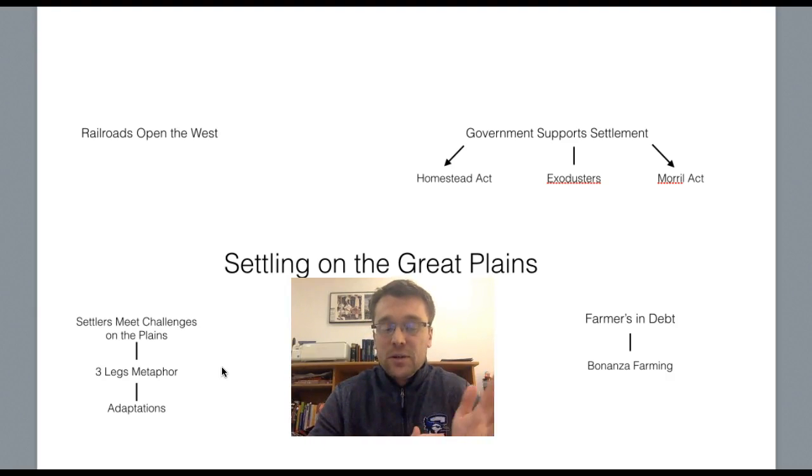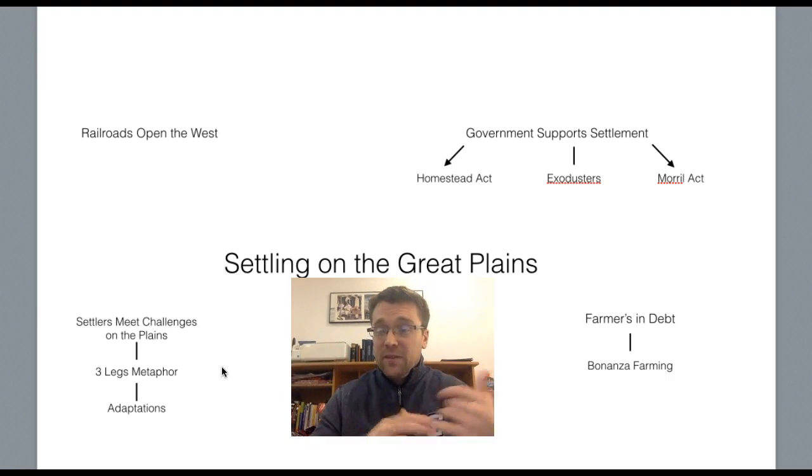From 1862 to 1900, 600,000 families will take advantage of this offer. The first actual homestead under the Homestead Act is in Nebraska. It's down kind of by Beatrice. Daniel J. Freeman was the man's name that established the first homestead under the Homestead Act. So that's kind of cool.